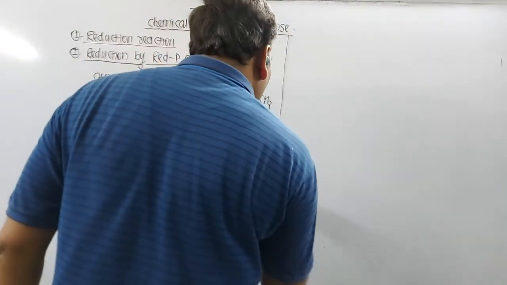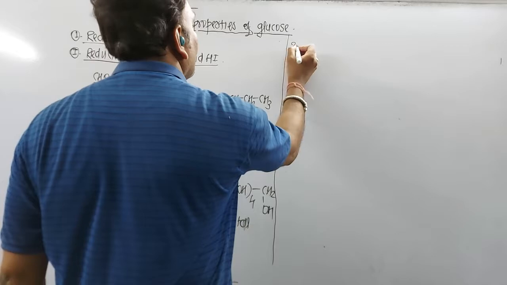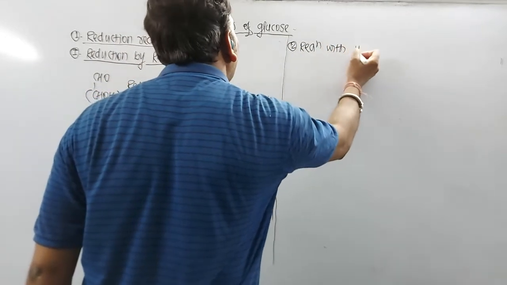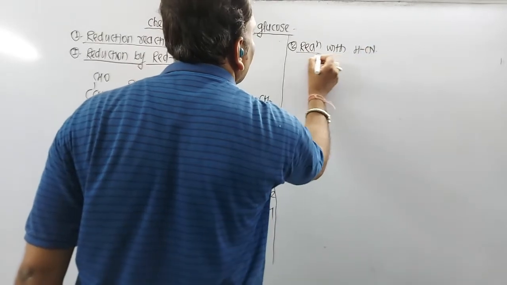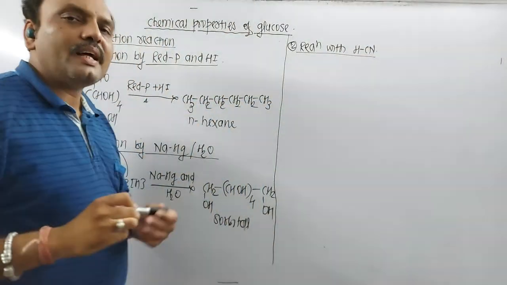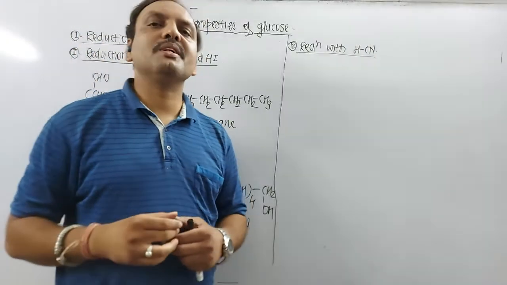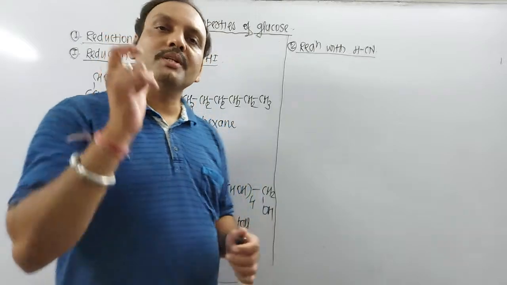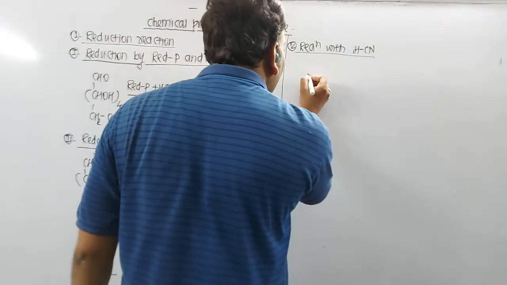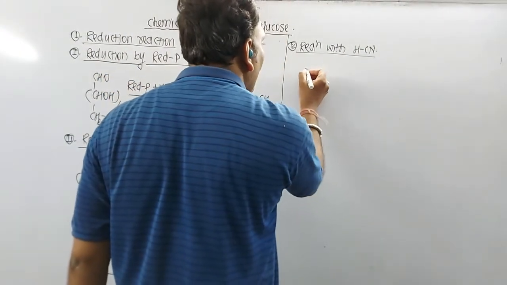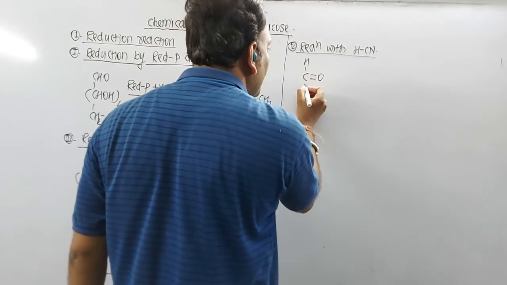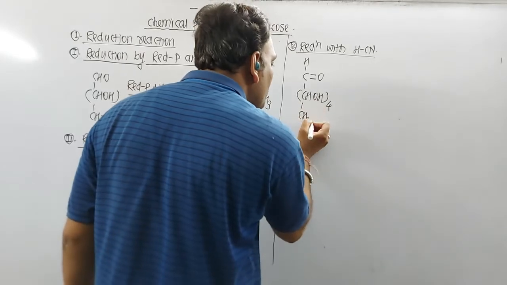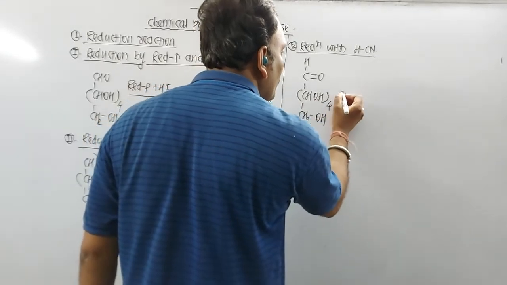Now, next property, let's see the reaction of glucose with hydrogen cyanide, that is HCN. So remember, we know very well that aldehydes react with hydrogen cyanide producing corresponding cyanohydrins. So glucose does the same. So glucose can be given in this manner: CHO, this is the aldehyde group, then CHOH by 4, CH2OH. This can be the structure of glucose.